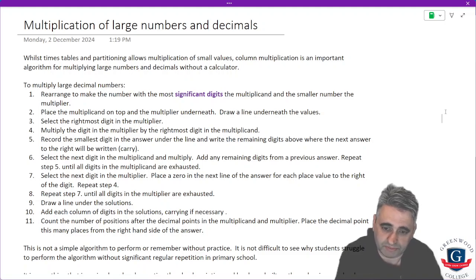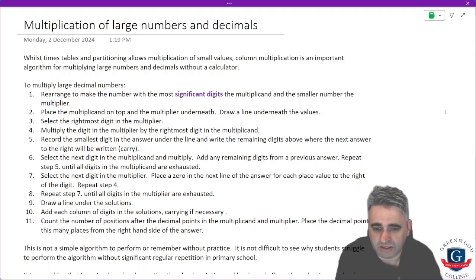So here's what we do. We rearrange the numbers so that the number with the most significant digits, the biggest number, is the multiplicand and the smaller number is the multiplier. We place the multiplicand on top, the multiplier underneath, put a multiplication sign on the right, and draw a line under it. We select the rightmost digit in the multiplier and multiply that digit by the rightmost digit in the multiplicand, and then continue with that process until we've multiplied every digit in the multiplicand by that digit of the multiplier, carrying where required.